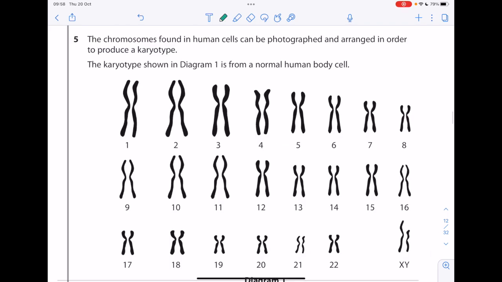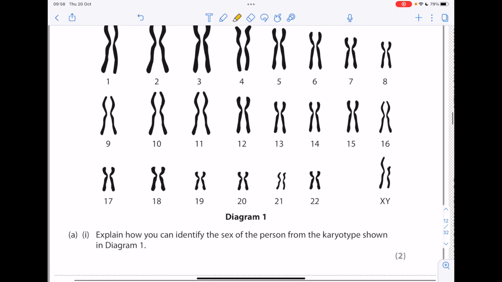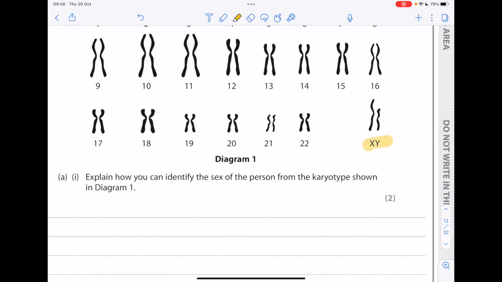The chromosomes found in human cells can be photographed and arranged in order to produce a karyotype. The karyotype shown in diagram 1 is from a normal human body cell. Let's have a look down here. Because we have that XY, we have a boy. Explain how you can identify the sex of the person from the karyotype shown in diagram 1.